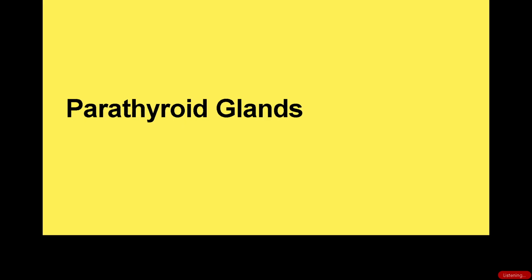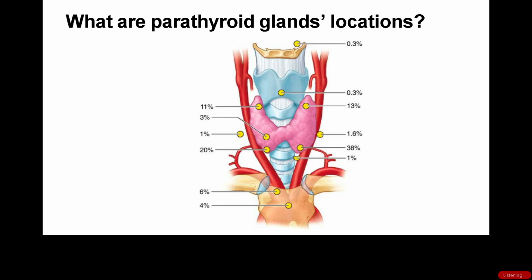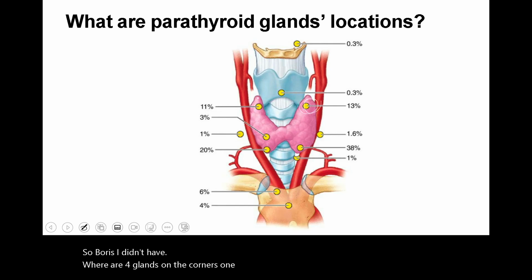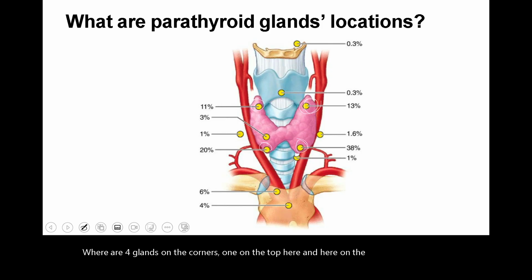Okay, parathyroid gland. So parathyroid, we have four glands on the corners. One on the top here, here, here, and here on the top corner, on the four corners.